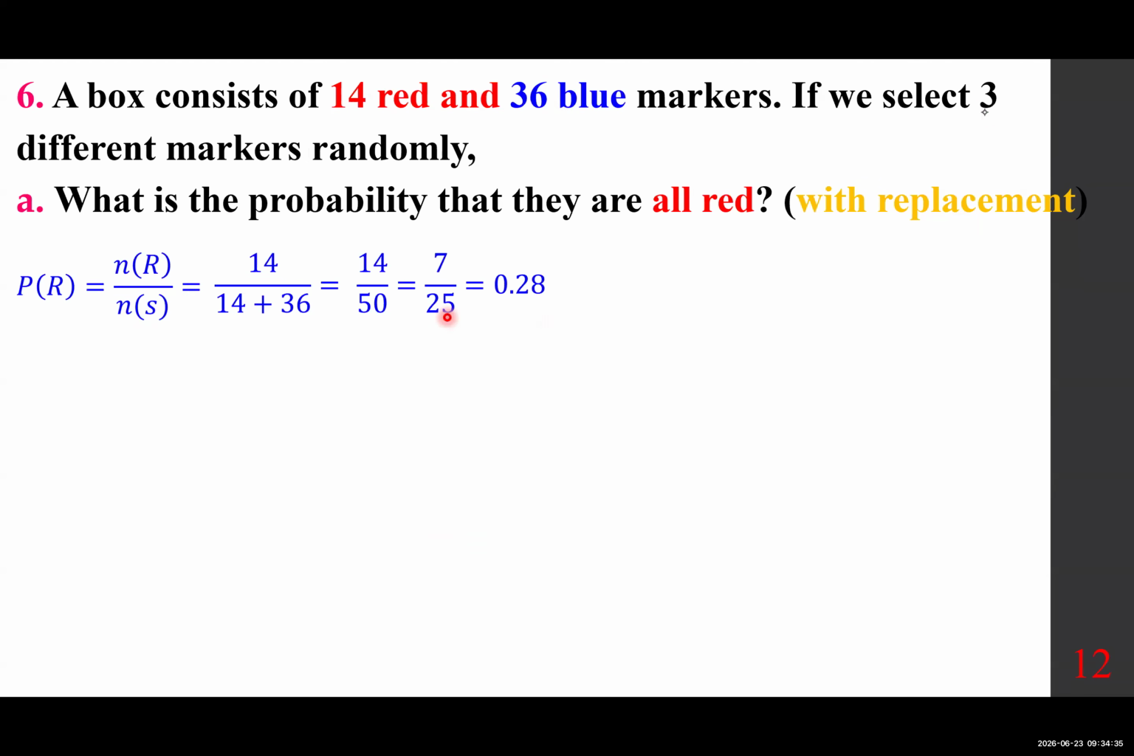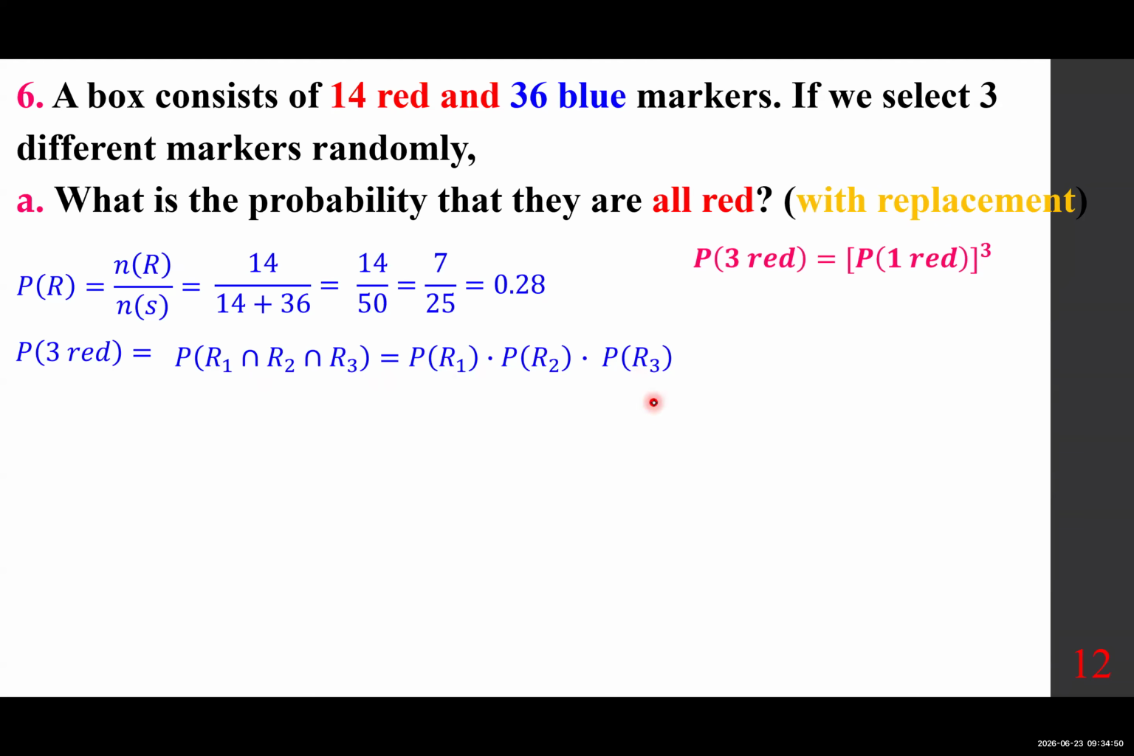So how many? 3 of them. So it's the same for each case to the third power. So probability of 3 red is probability of R1 intersection R2 intersection R3, P of R1 times P of R2 times P of R3, and each one is the same, 0.28. So probability of 1 red to the third power, and we get 0.02195. To make sure you write all decimals. Write all decimals. I can't emphasize this enough. Everybody always write all decimals unless they're asking you to round it, and then you do so. Otherwise, always write all decimals.